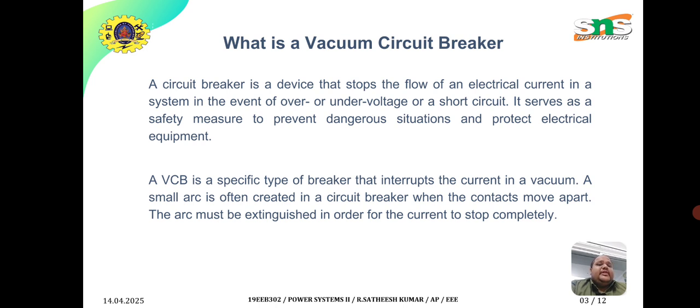A vacuum circuit breaker is a specific type of circuit breaker that interrupts the current in the vacuum. A small arc is often created in the circuit breaker when the contacts move apart. The arc must be extinguished in order to control the current or stop the current completely.